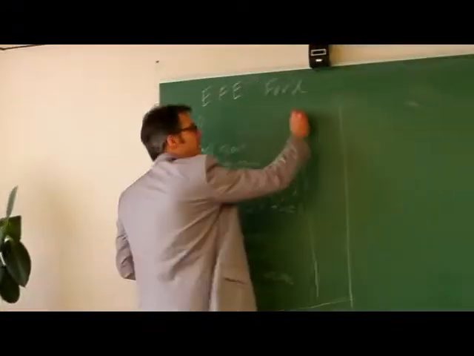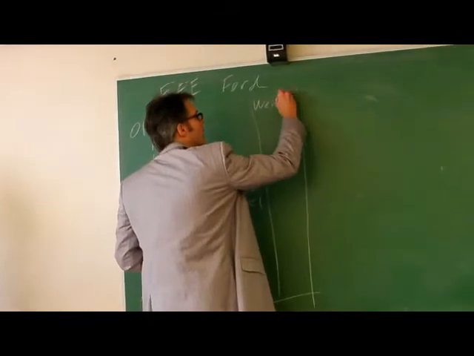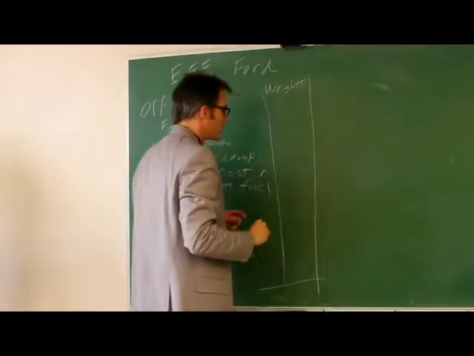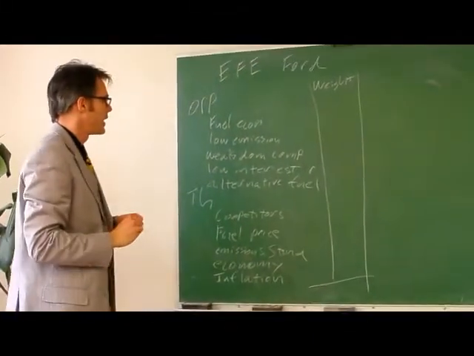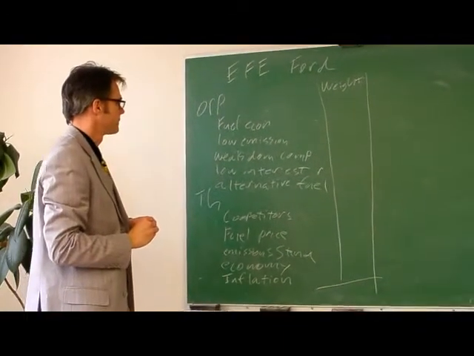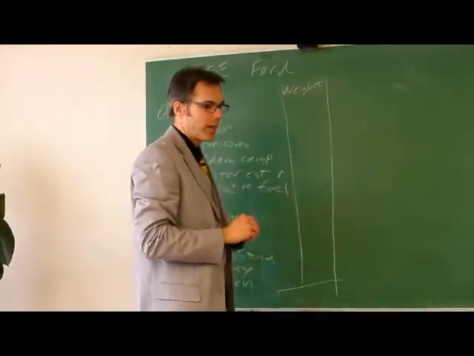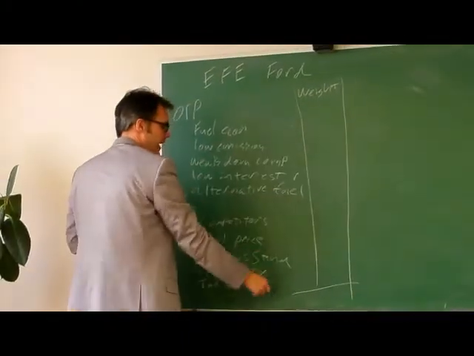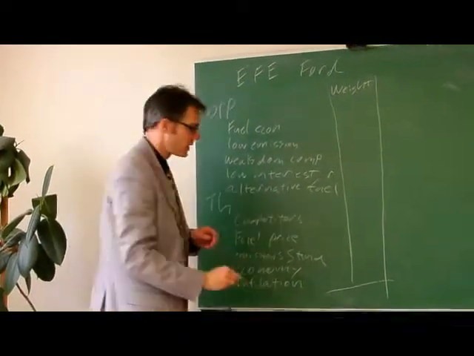The next column is weight. We are going to weight each item based on its level of importance. All of the weights for all 10 items have to equal 1.0.